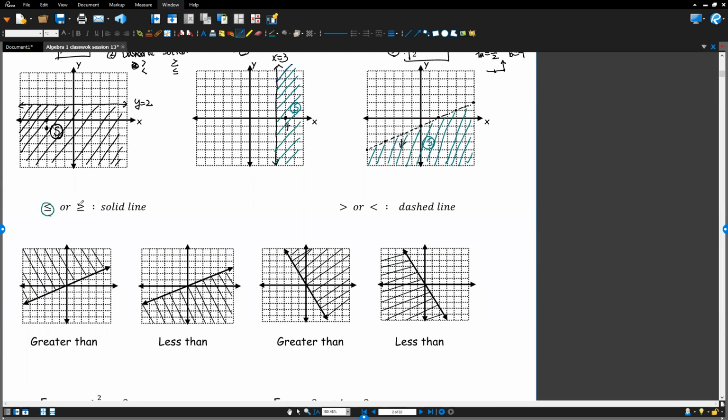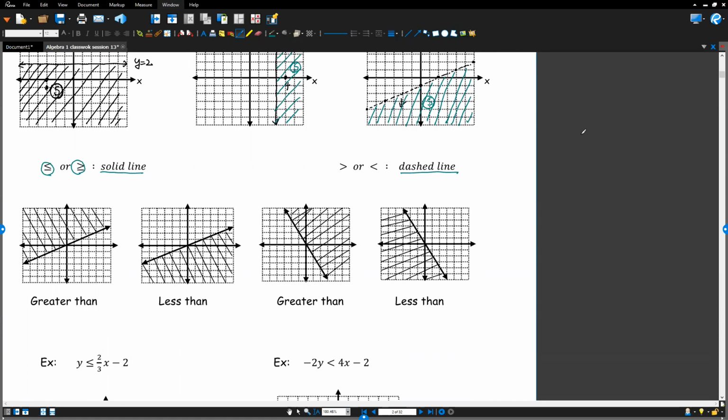If there is an equal sign, the line is a solid line. If there is no equal sign, the line is dashed. Greater than is always the upper part. Upper part for y greater than, down over here is less than the graph. It's okay. This one has the equal, so I'm going to use a solid line.